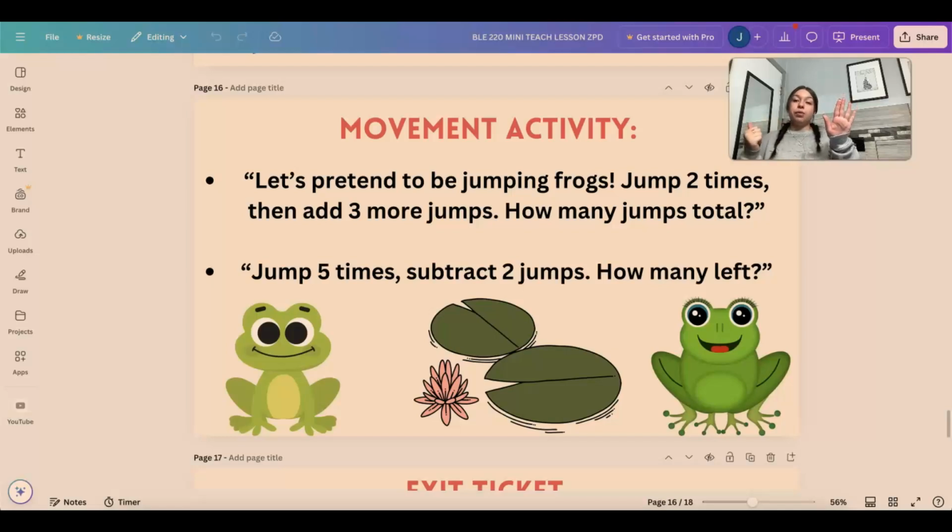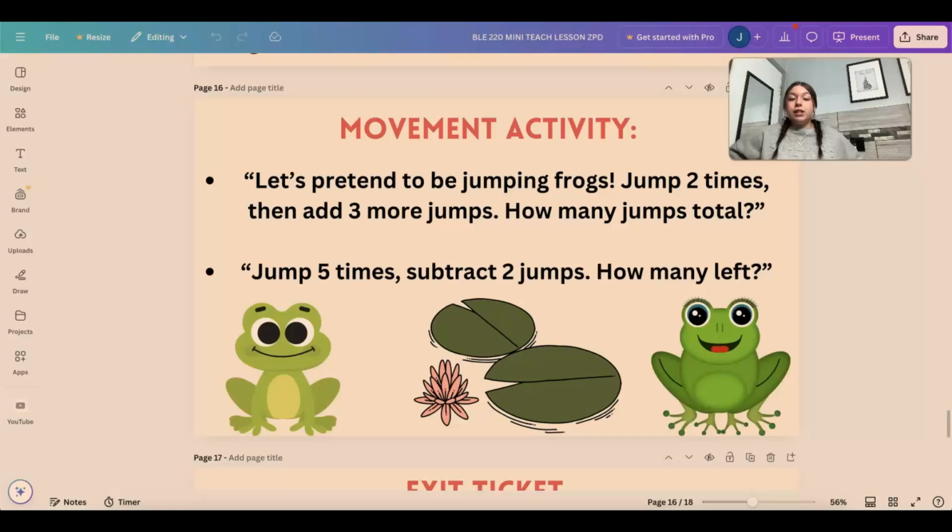So is this a subtraction or an addition problem? Subtraction, right? Because it's telling us to go back. So take away jumps, right? So we're taking away 2 jumps. So 1 jump, another jump. So how many jumps did we do in total? 3, right? All right, good job.